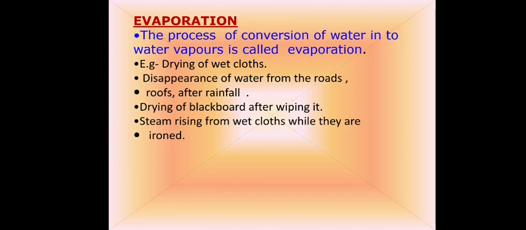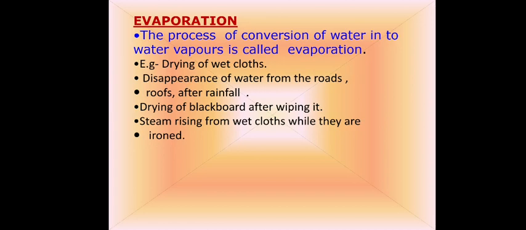So during evaporation, the water present maybe in the clothes, maybe on any surface, gets converted into water vapor. The conversion of water into water vapor is called evaporation. So whenever wet clothes are dried, whatever water is present in the wet clothes will evaporate. Evaporate means conversion of water into vapor. Vapor is the gaseous form of water.